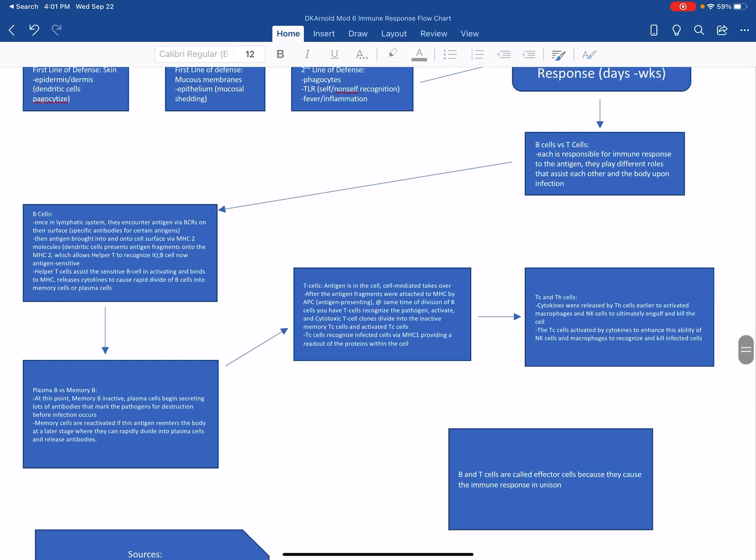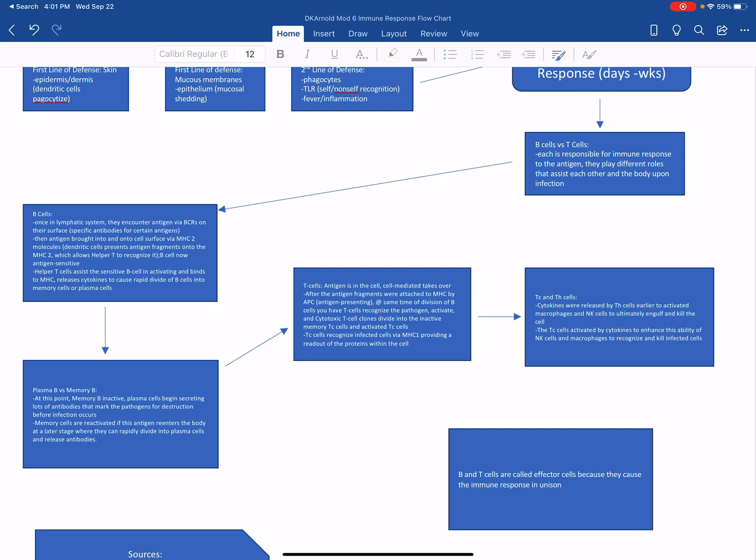Now we'll start with B cells, which are part of the humoral response. This is when the antigen is in the body but outside of the cell. Once these B cells are inside the lymphatic system, they encounter antigens via BCRs. BCRs sit on the outside of these B cells, on the surface, and there are millions of them, and each one is antigen specific. That means each is capable of recognizing one antigen, but because there are millions, they can recognize a bunch of antigens, so they are specific antibodies for certain antigens.